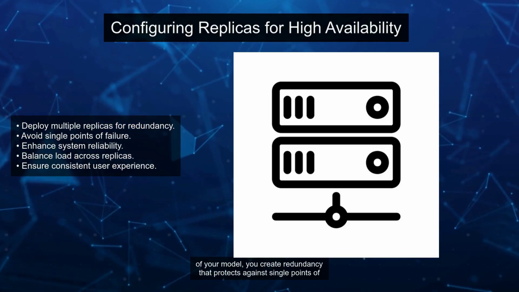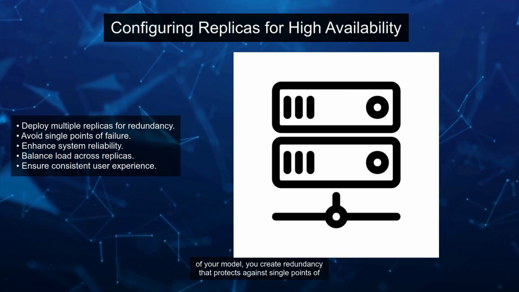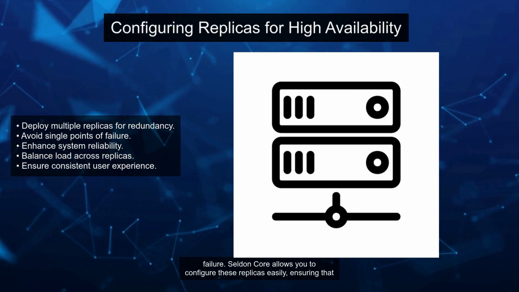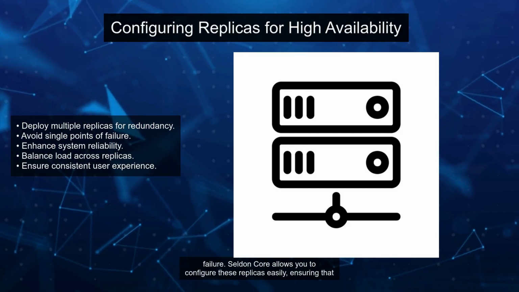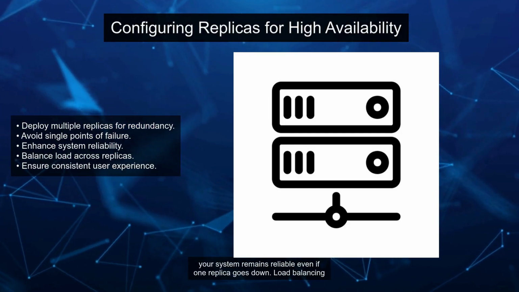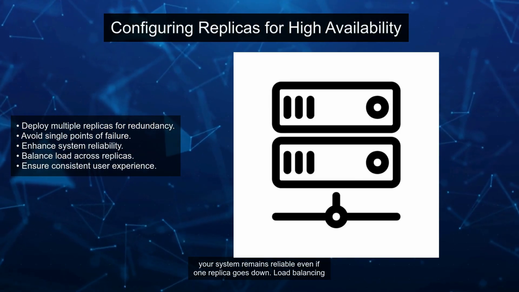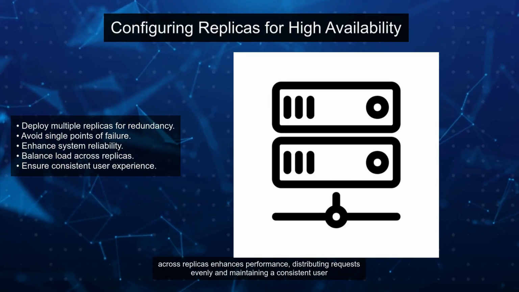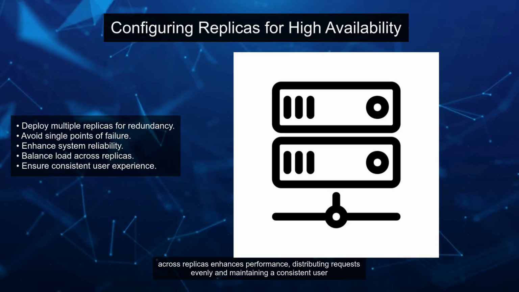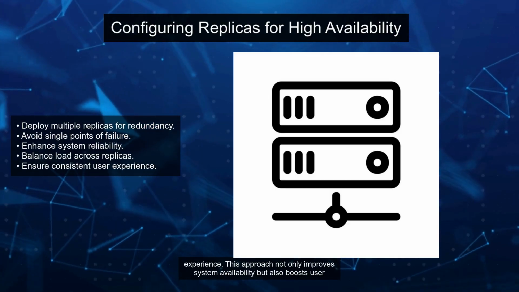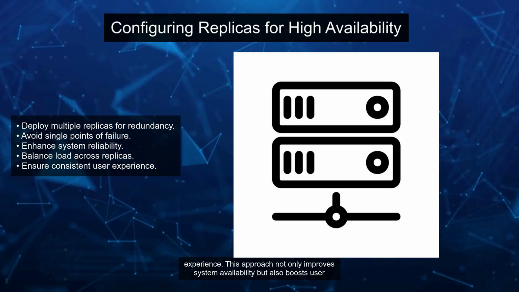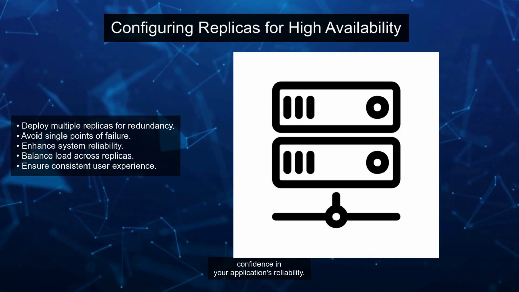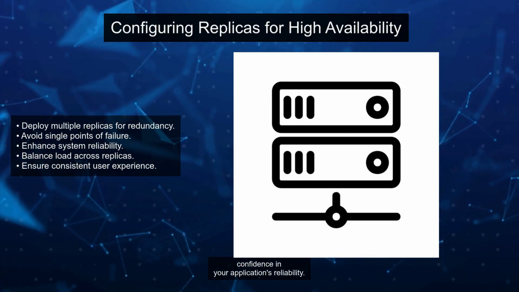High availability is crucial for any production environment. By deploying multiple replicas of your model, you create redundancy that protects against single points of failure. Seldon Core allows you to configure these replicas easily, ensuring that your system remains reliable even if one replica goes down. Load balancing across replicas enhances performance, distributing requests evenly and maintaining a consistent user experience. This approach not only improves system availability but also boosts user confidence in your application's reliability.